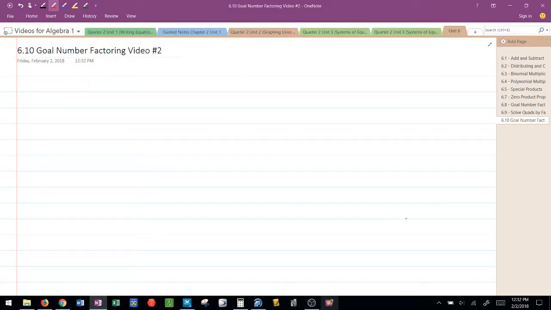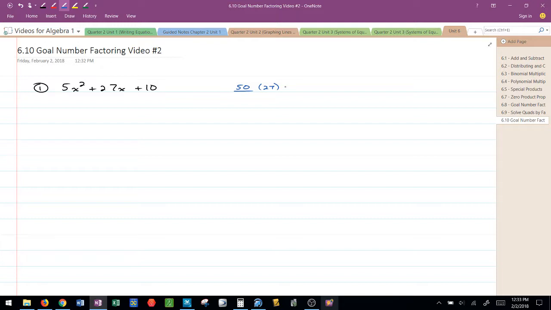Okay, so this is a video for 610, which is goal number factoring, video number 2. So let's look at some examples here. Example number 1, let's say that we have 5x squared plus 27x plus 10. Now remember, a goal number is created by multiplying a times c. So 5 times 10 gives me 50. And I have to add them together to get 27, my middle term.